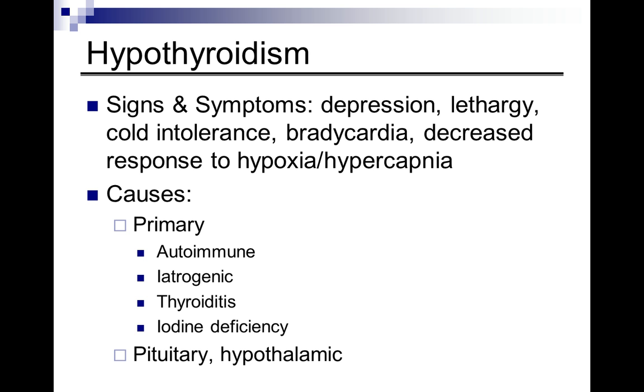It can be primary due to disease of the thyroid gland that is autoimmune, iatrogenic due to thyroid ablation or thyroidectomy. Patients can develop thyroiditis, which can cause hypothyroidism, and an iodine deficiency can also lead to decreased thyroid hormone production. Patients can also have pathology of the pituitary or hypothalamus, and that can lead to hypothyroidism as well.